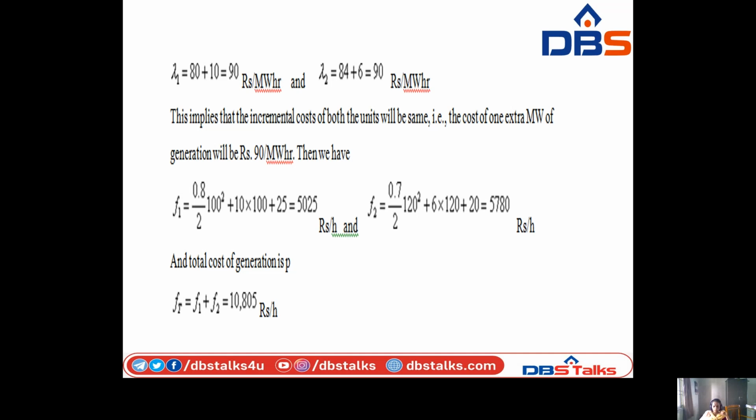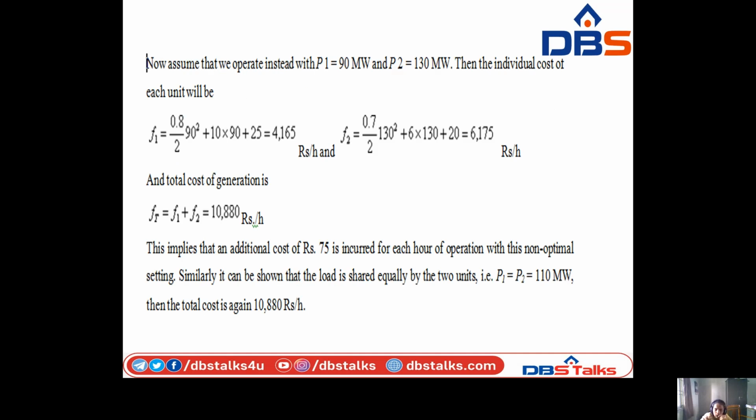Then the total cost of generation will be given as Ft equal to F1 plus F2. That is 10,805 rupees per hour. So this is the total cost of generation.